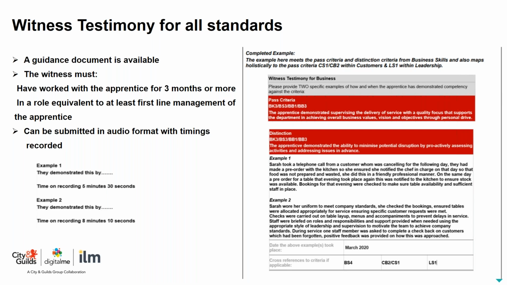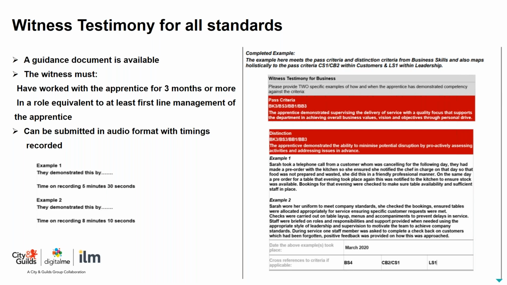Once the witness testimony has been completed, it will then need signing by the employer and the apprentice. This can be a digital signature. We have produced a guidance document which gives further clarity on the requirements. The witness must have worked with the apprentice for at least 3 months prior to the establishment closing. It will be acceptable to get the previous employer to complete the witness testimony if the apprentice finds themselves without a job following lockdown. The witness must also be in a role equivalent to at least first-line management of the apprentice.